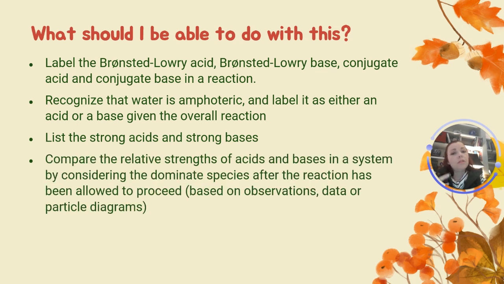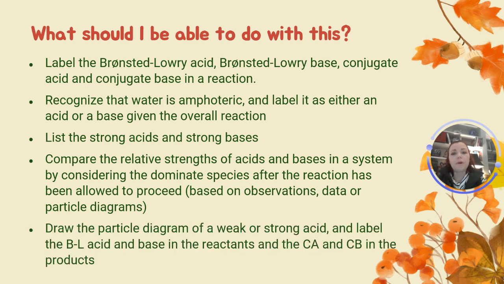You should be able to compare the relative strengths of acids and bases in a system by considering the dominant species after the reaction has been allowed to proceed, based on observations, data, or particle diagrams. So in other words, is it strong and we have fully dissociated, or is it weak and we have only partially dissociated? And then draw a particle diagram of a weak or strong acid and label the Bronsted-Lowry acid and base in the reactants and the conjugate acid and base in the products.